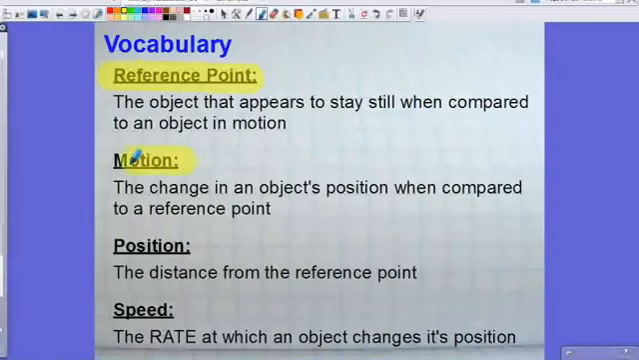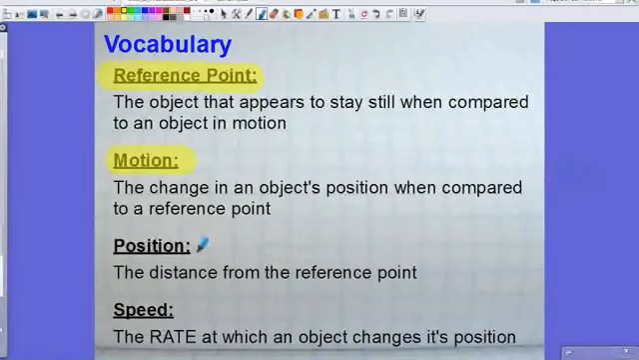And then likewise with motion. Now remember, I'm always going to be highlighting as I'm doing this, so you should make sure that you have a highlighter as you work on your notes. Motion and reference point go hand in hand, because when you're talking about the reference point, you have to be talking about an object that's moving. You know an object is in motion because you're comparing it to a reference point, the object that's not moving.